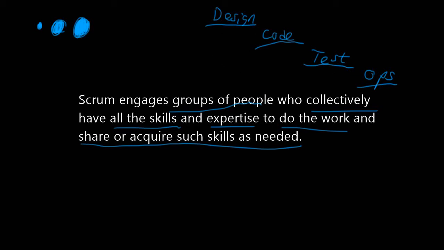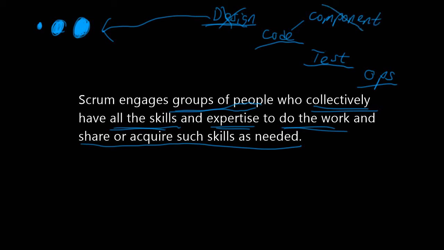But contrast that with Scrum. Scrum engages a group of people who collectively have all the skills and expertise to do the work and share or acquire such skills as needed. A design team can't do that. A design team by themselves cannot ship an increment each and every sprint. Neither can a coding team, neither can a testing team, neither can an operations team. These are all known as component teams. And Scrum does not thrive with component teams.